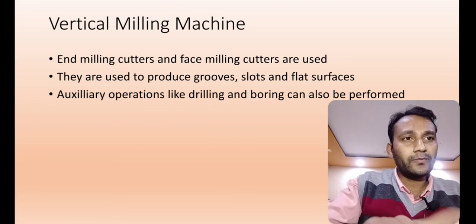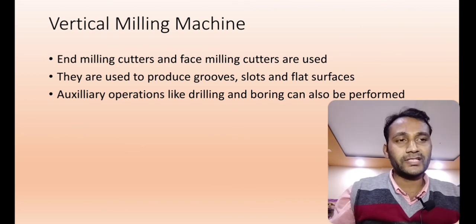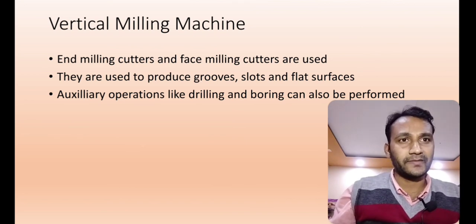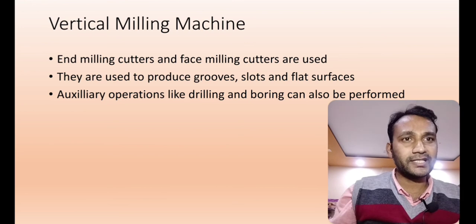Auxiliary operations like drilling and boring can also be performed on this milling machine. So you can see there are multiple operations which can be performed on the vertical milling machine, like face milling, cutting grooves and slots, drilling, and boring.